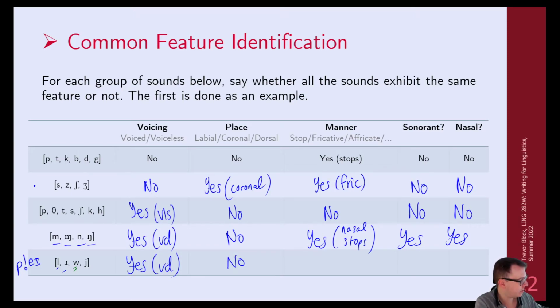Are these all the same manner? In this case, no, they're not. We have liquids and we have glides. Are these sonorants? Yes, the air pressure is the same. These are not stops, fricatives, or affricates, so they're sonorant. And these are not nasal.